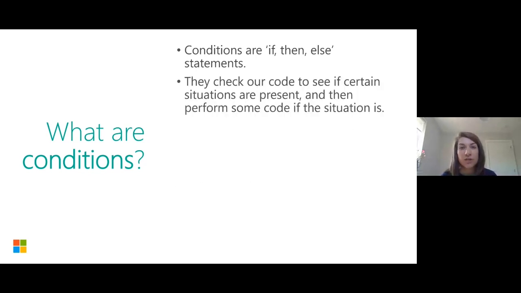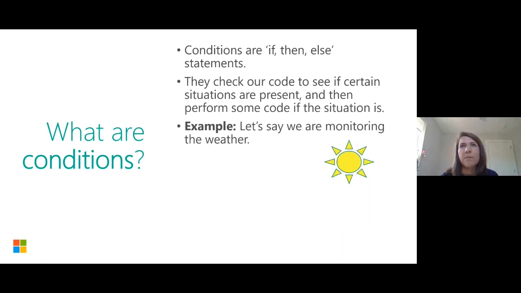What our conditions allow our program to do is check to see if something is present. So for example, they're going to check the code to see is 1 present, is 2 present, or is 3 present, and what to do if those things are present. So let's think of an example again for this. What about if our thing we were monitoring was weather, for example?